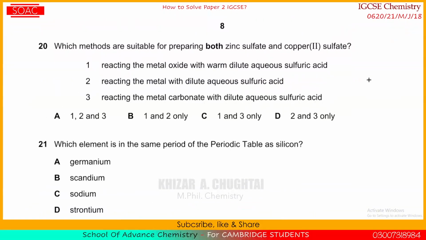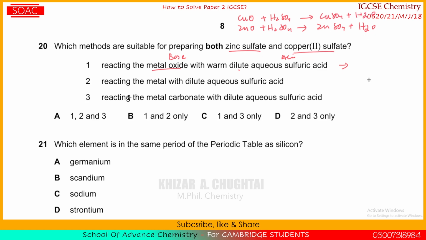Question number 20. Which methods are suitable for preparing both zinc sulfate and copper 2 sulfate? Number 1. Reacting the metal oxide with warm dilute aqueous sulfuric acid. Yes, a metal oxide is a base and it is an acid, so they can meet together. Copper oxide, zinc oxide can react with sulfuric acid. Yes, it is true, to make zinc sulfate plus H2O. Copper 2 oxide can also react with sulfuric acid to make CuSO4, copper sulfate, and H2O.